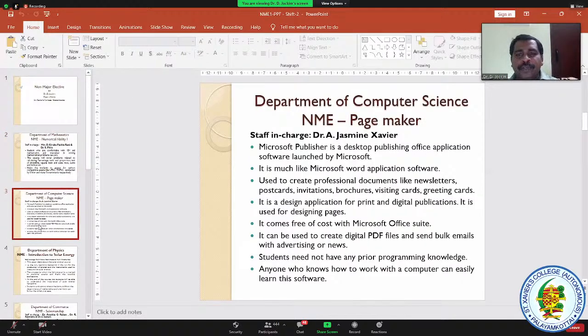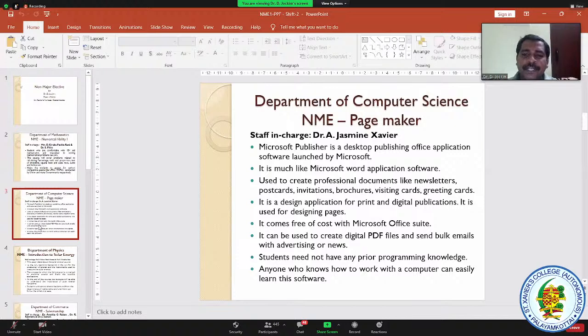The second one: the Department of Computer Science offers the NME titled Page Maker. The staff in charge of this paper is Dr. A. Jasmine Xavier. Microsoft Publisher is a desktop publishing office application software launched by Microsoft. It is much like Microsoft Word. It is used to create professional documents like newsletters, postcards, invitations, brochures, visiting cards, greeting cards, etc.